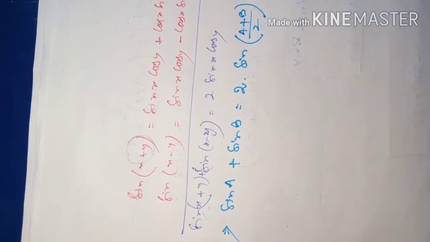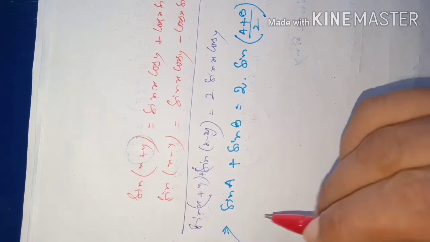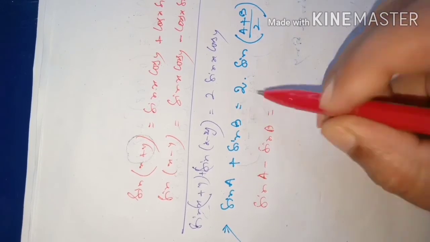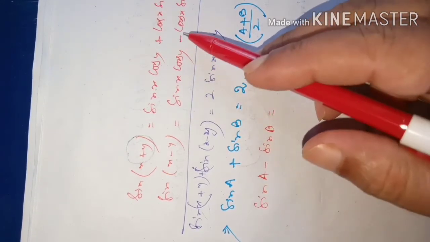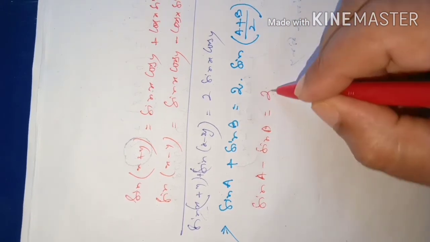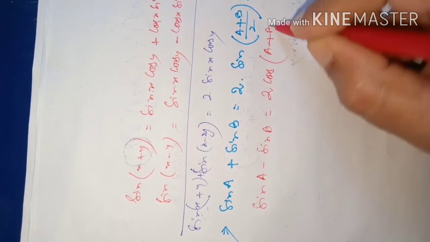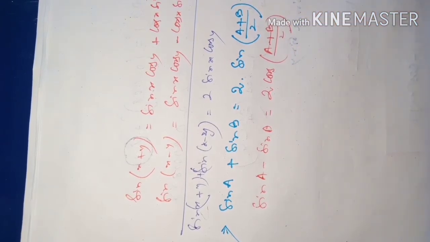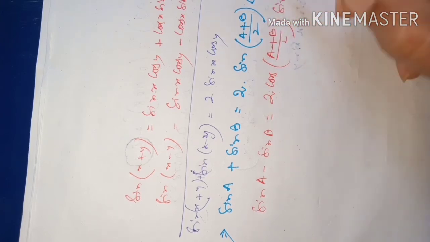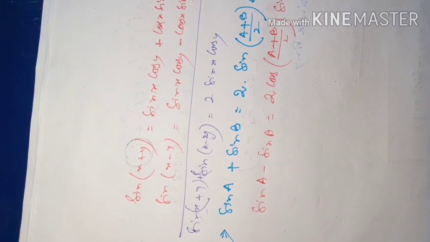If instead we subtract, that means if we talk about sin a minus sin b, then the expression would have been 2 times cos of a plus b by 2 and sin of a minus b by 2. It would have been like this. Are you understanding, dear students?